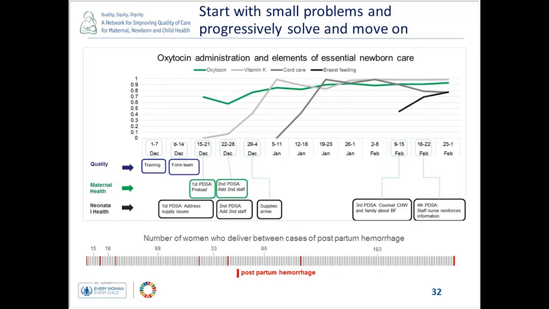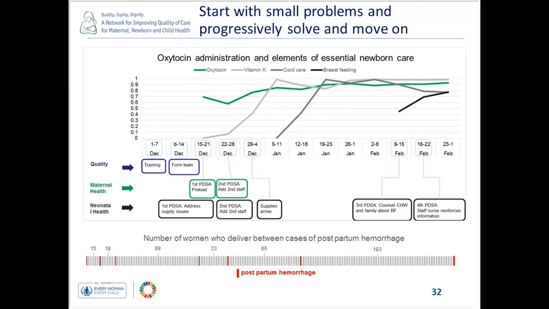A couple of weeks later, they were able to fix these problems, so they started working on making sure that babies' cords were being cared for in a sterile way. A couple of weeks later, they had made progress on that, so they started working on breastfeeding, right? So it's taking a huge problem, maternal or neonatal mortality, chopping it up into small problems, and then applying a systematic approach to solve each of these small problems as quickly as possible.